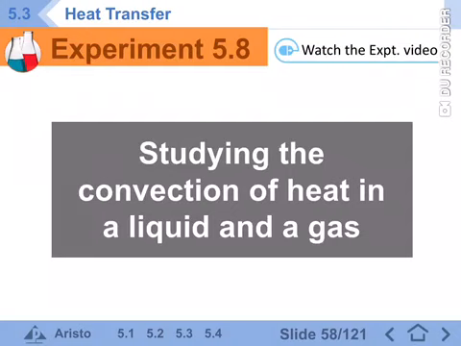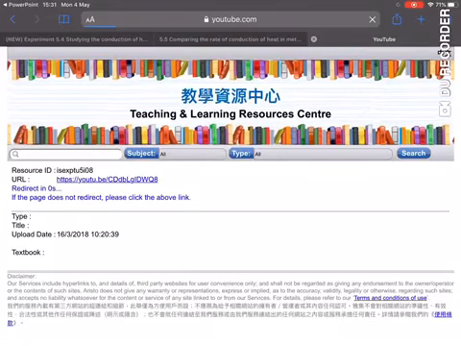Now, the convection of heat in a liquid or a gas. Let's take a look at the video first to show you what it looks like. Okay, it's getting a little bit slower. Give it a second.